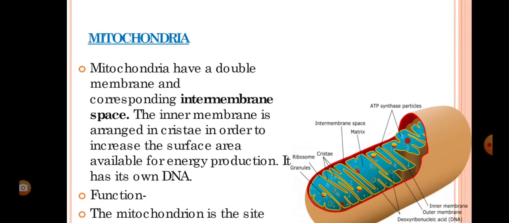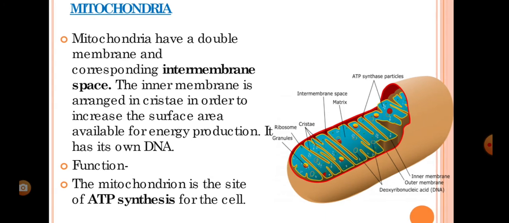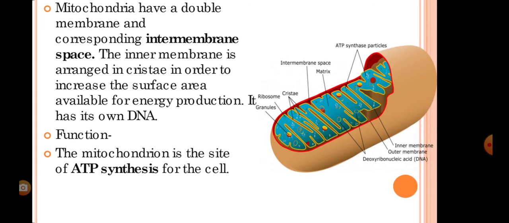First we'll discuss mitochondria. Let's see the structure and function of mitochondria. Mitochondria are covered by a double membrane, and between the double membrane there is a space called the intermembrane space. The inner membrane forms finger-like structures called cristae, and they increase the surface area for energy production.